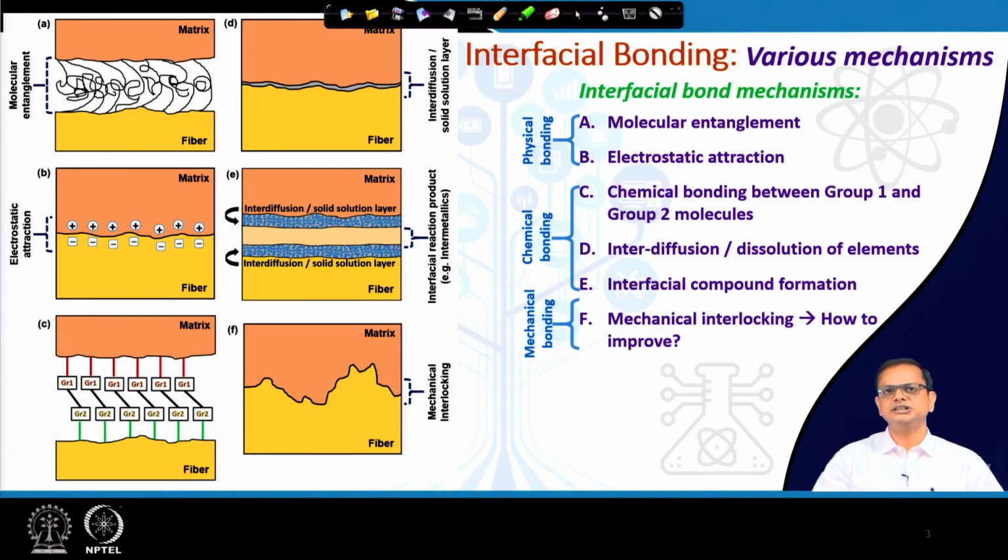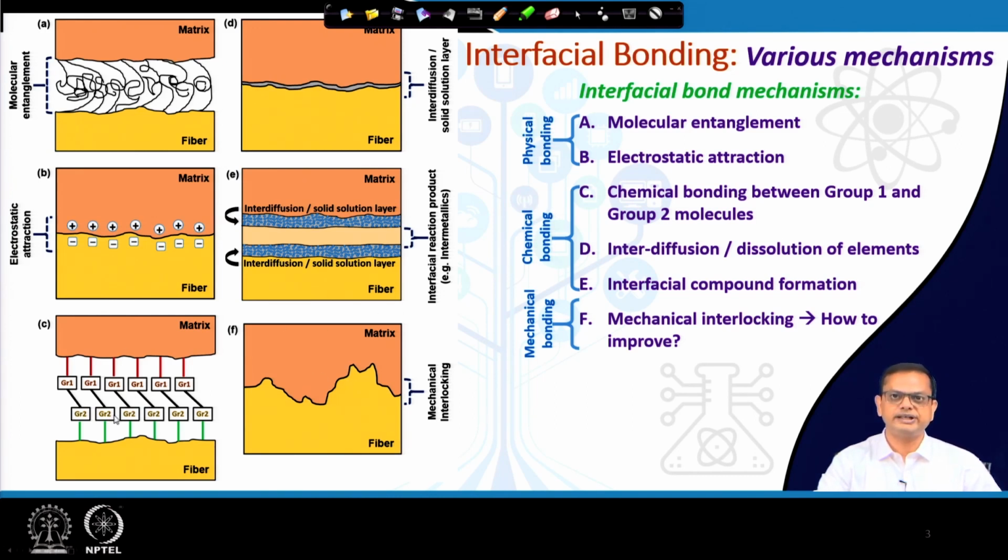So, in the last class I showed you this particular schematic where the different kinds of bonding mechanisms are shown. For example, A and B: in case of A we are seeing molecular entanglement, and in the second case we are seeing electrostatic attraction between two surfaces. This kind of bonding can be classified as physical bonding, right. Similarly, when there is some kind of chemical reaction or chemical diffusion or dissolution taking place between atoms, that comes under chemical bonding.